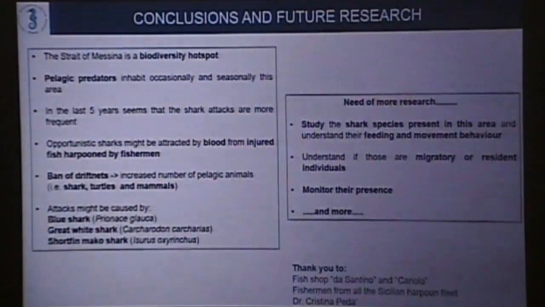Also, the attacks may be linked to different species of sharks, such as blue shark, great white, or shortfin mako. So there is a need for more research in this area, especially to understand the shark species that are present here, their feeding and movement behavior, whether they are migratory or resident individuals, and to monitor their presence.